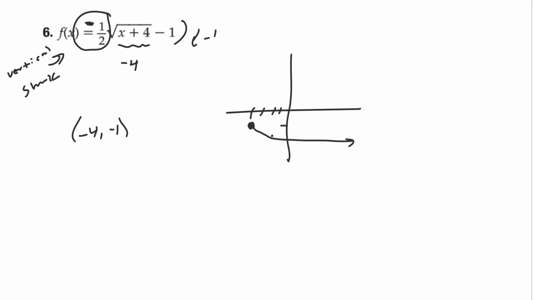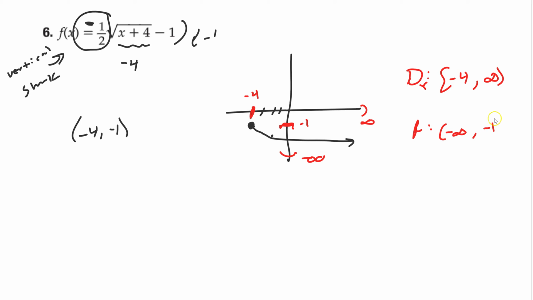That's our graph. Domain and range. Remember, domain is the x values. So where do we start? At -4, and we go to infinity. Range is the y values. What's the lowest? The lowest I see is an arrow, so -infinity. Highest I see is -1. So low to high, -infinity to -1. That's our domain and range.